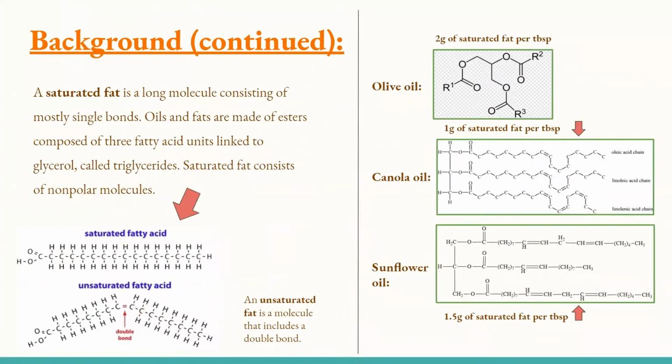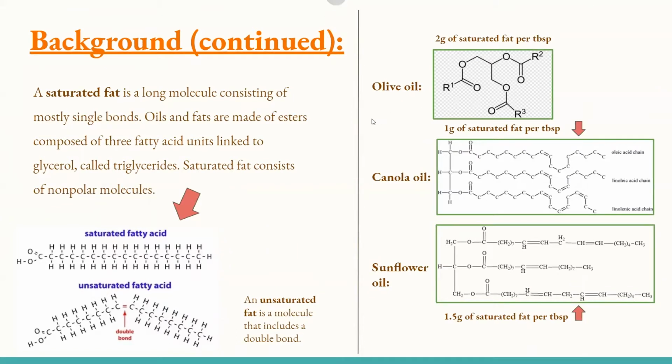A saturated fat is a long molecule consisting of mostly single bonds. Oils and fats are made of esters composed of 3 fatty acid units linked to glycerol, called triglycerides. Saturated fat consists of nonpolar molecules. An unsaturated fat is a molecule that includes a double bond.